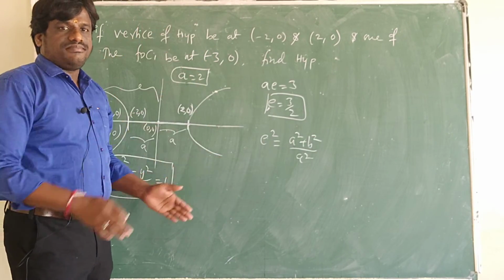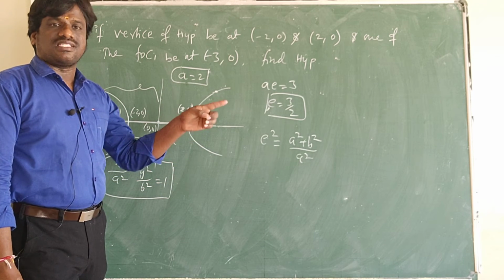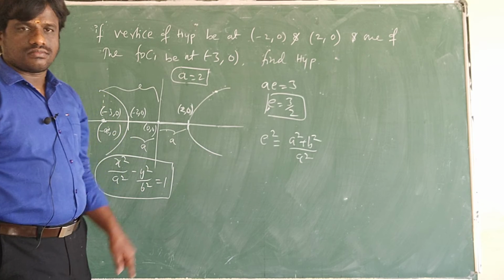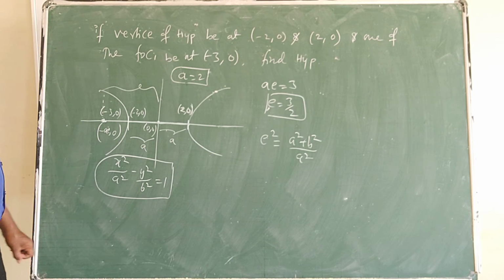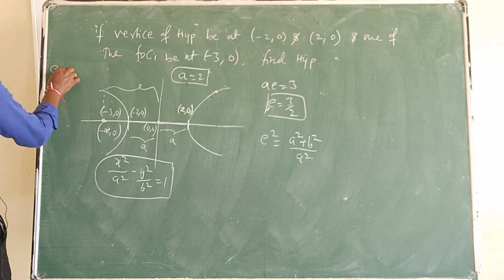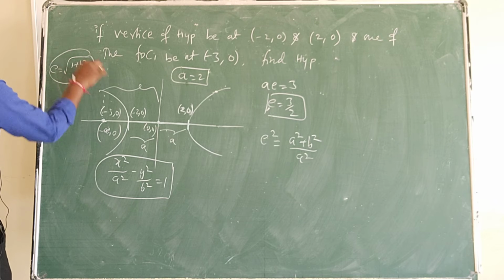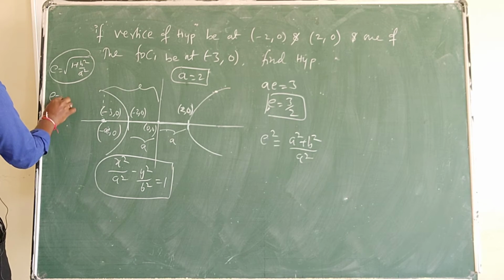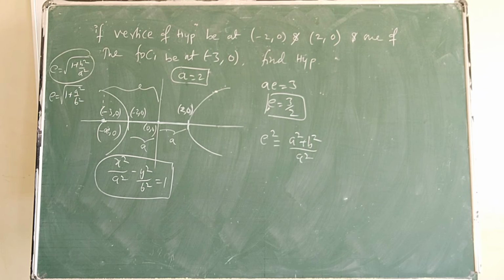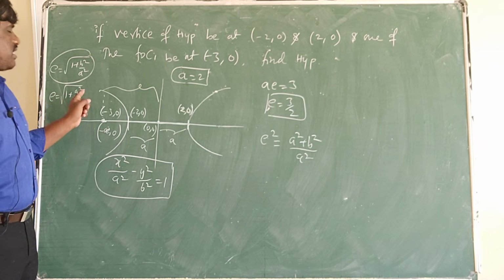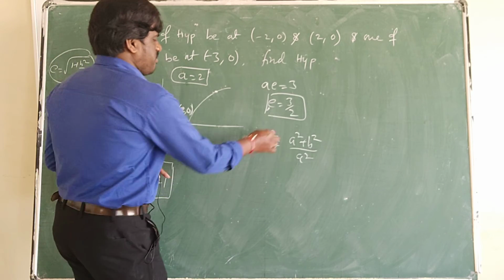What is it for the conjugate? B square plus A square by A square. No. See here, eccentricity is equal to under root of 1 plus B square by A square when it is this one. Eccentricity is equal to under root of 1 plus A square by B square when it is conjugate. I explained this thing now.